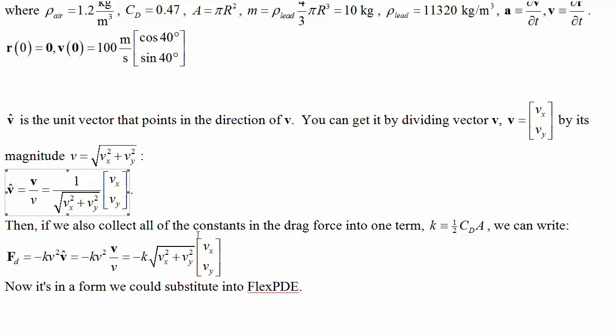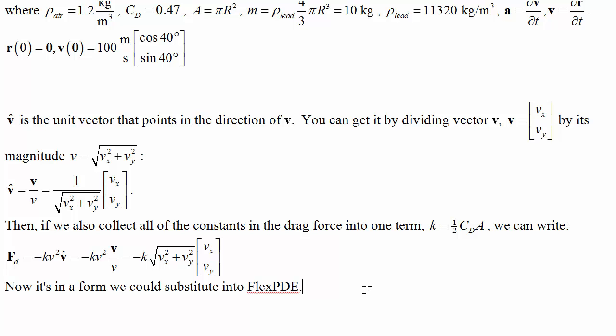And here we are. If we also collect all of the constants in the drag force into one term, you can write this a little bit more simply as Fd is negative k v squared v over v. And now it's in a form you could substitute into FlexPDE. So usually you'd want to define this little v as the square root of vx squared plus vy squared. Then you can say that the x force is that set of constants times vx, and the y force is that set of constants times vy.